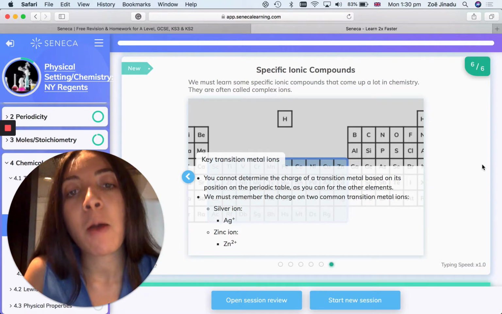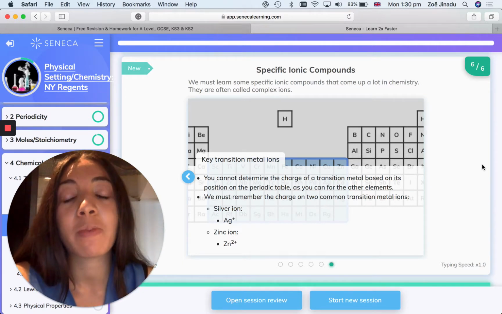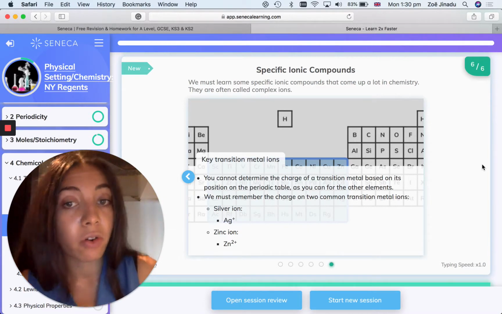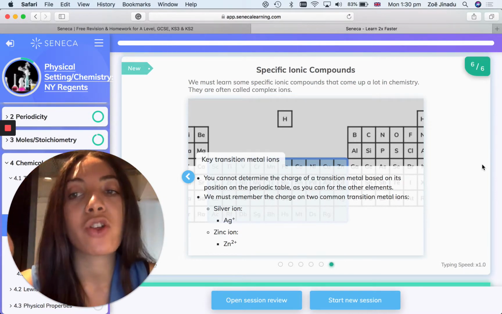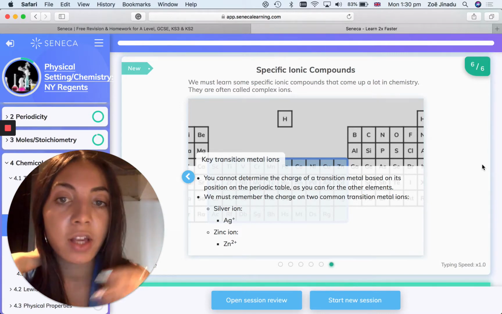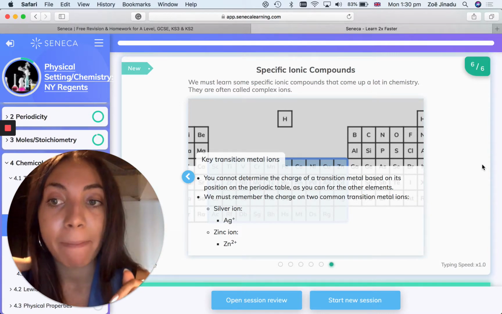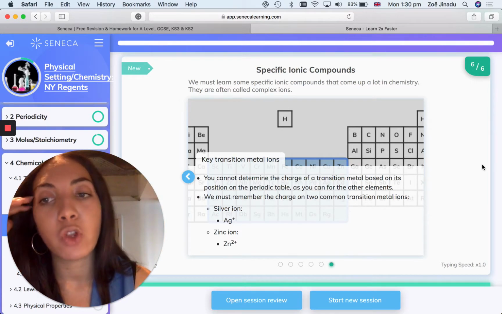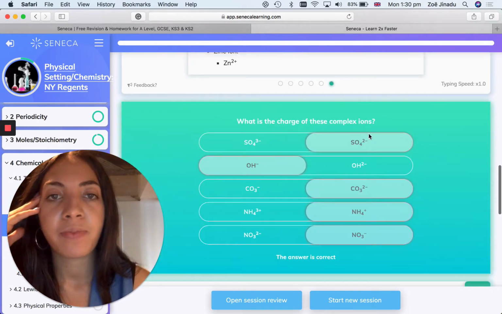You cannot determine the charge of a transition metal based on its position on the periodic table as you can for the other elements. Sorry for you. You must remember the charge on 2 common transition metal ions. This is silver, which is Ag+, and zinc, which is Zn2+. What is the charge of these complex ions?